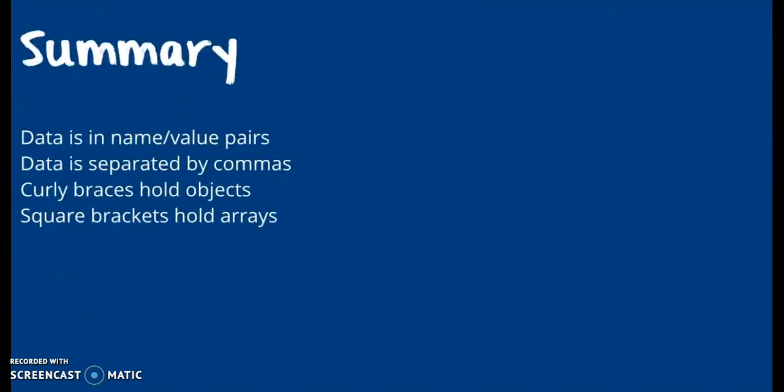Let's summarize. So the data in JSON is stored in name-value pairs. Data is separated by commas, so each pair is separated by a comma from another pair, curly brackets hold objects, and square brackets hold arrays.